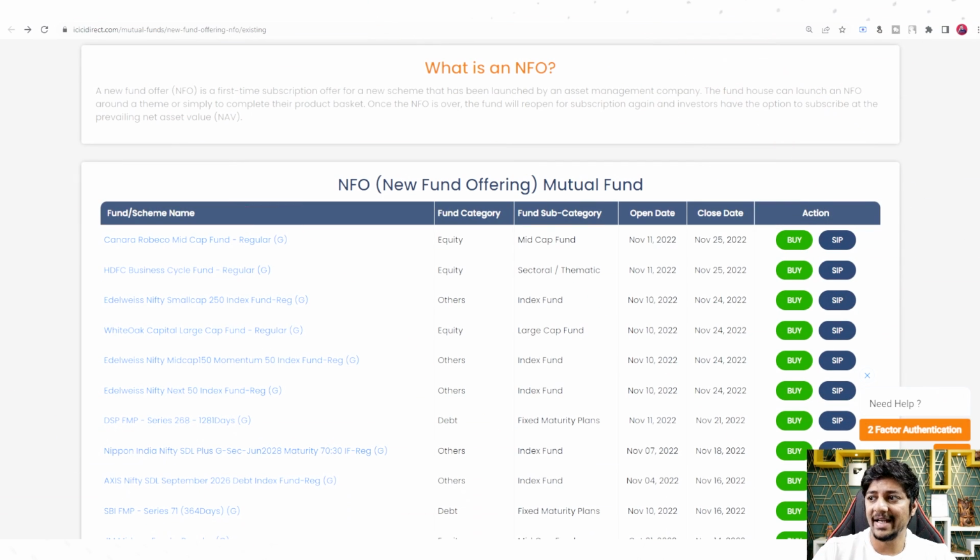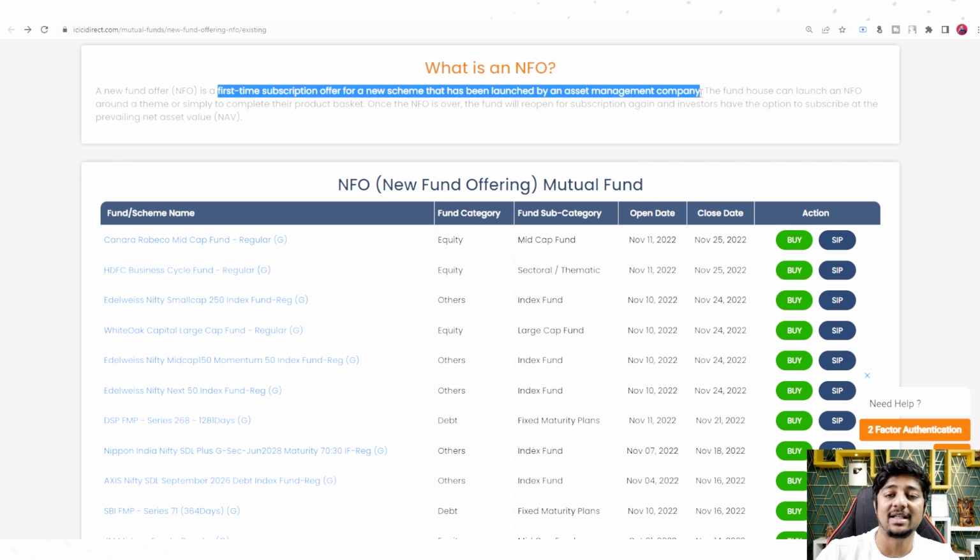Now, NFO is basically called a new fund offering because this is the first time the fund is coming out and opening its subscription to everyone in the market, right? This is the first time it's actually doing this. Whenever a new scheme is launched for the first time by the asset management company, it is called an NFO. Usually when this happens, people start investing, and the NAV is set at a predetermined value, and then the NAV slowly goes up. NAV is what? Net asset value, right?